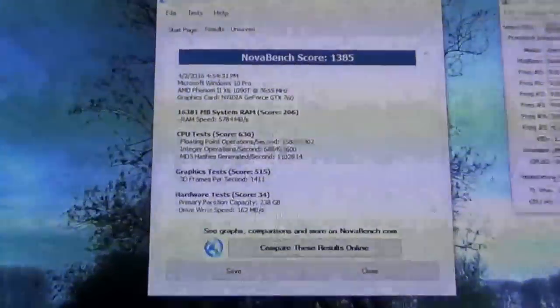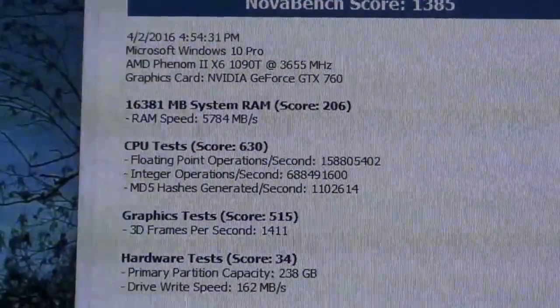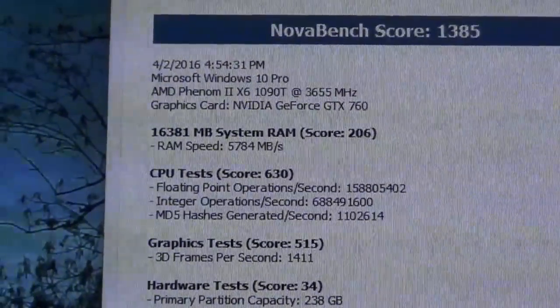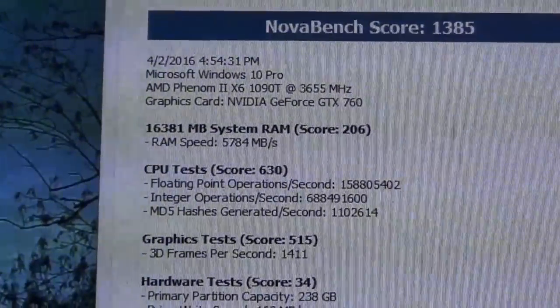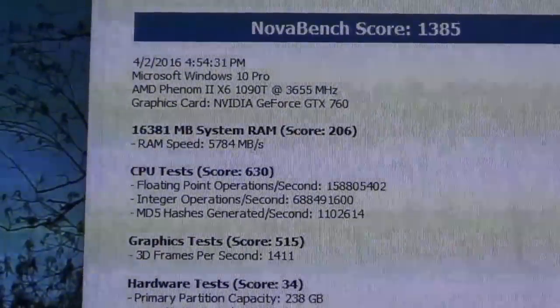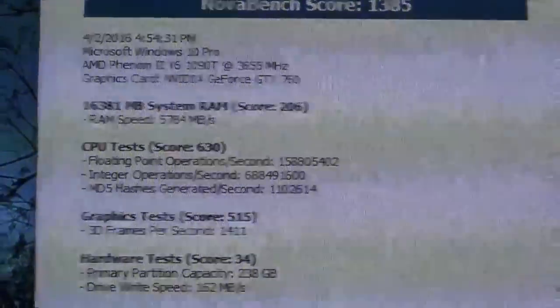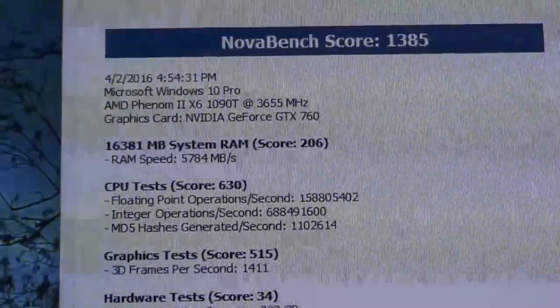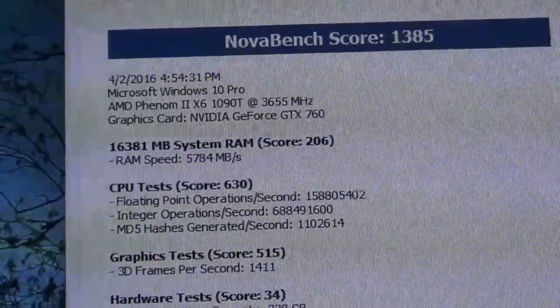Okay, the FSB is up around 230-ish. With everything else still on automatic. I haven't even touched any of the other settings, but everything is on automatic, and we're now at 1385, on par with the best score that we had in Windows 7. 630 for the CPU, 515 for the graphics. Let's add that to the roster.